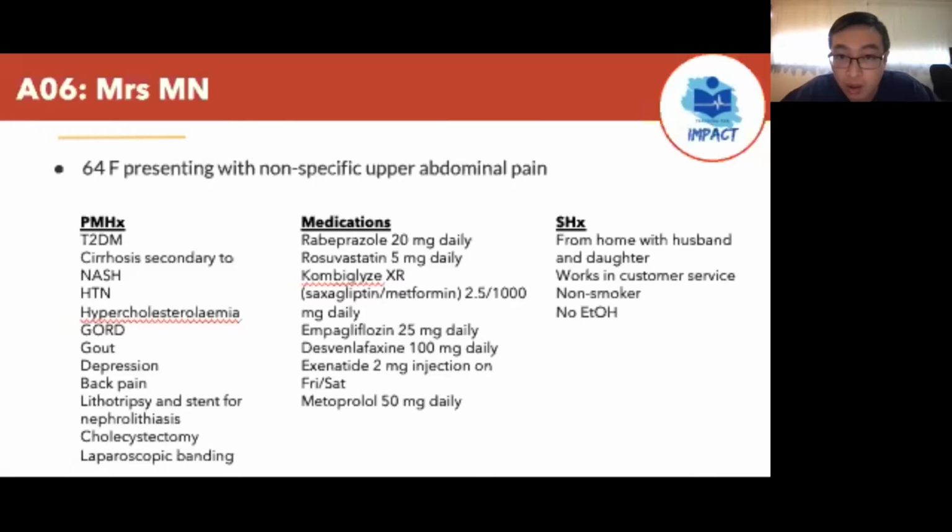And DKA can certainly cause abdominal pain. So certainly I'll be interested in looking at this patient's BSLs, ketones, and also a blood gas, either a VBG or an ABG.